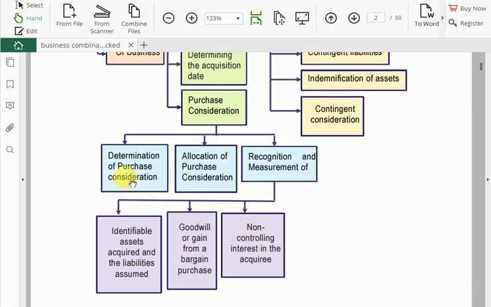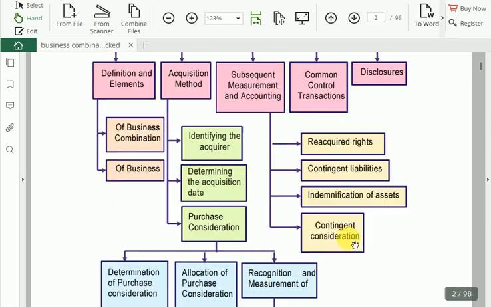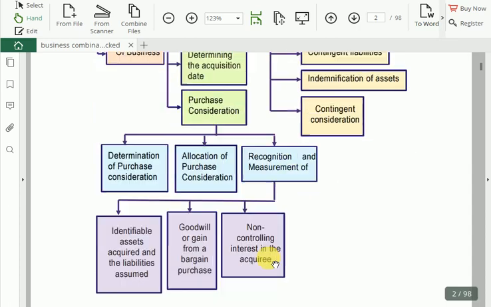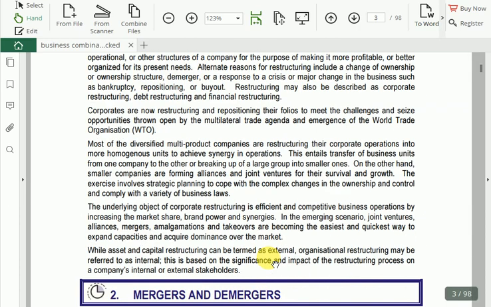Under determining PC, we will see identifiable assets acquired and liabilities assumed, goodwill or gain from a bargain purchase, and non-controlling interest in the acquiree. Then we will see subsequent measurement and accounting, common control transactions, and then disclosure. Subsequent measurement and accounting contains reacquired assets, contingent liabilities, indemnification assets and contingent consideration. These are some basic things.